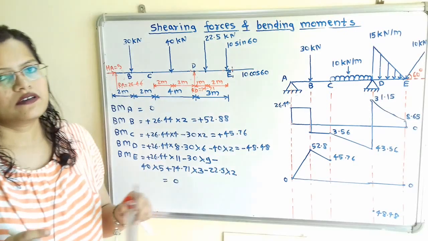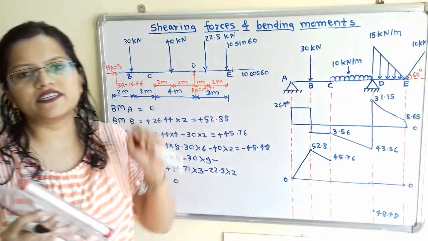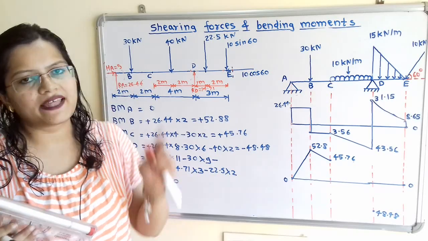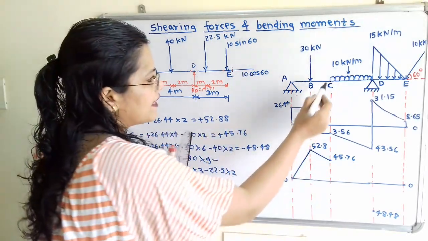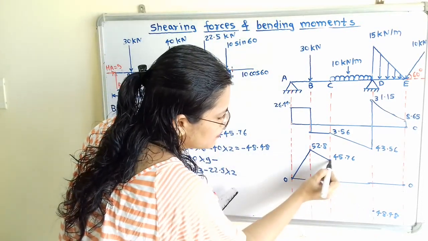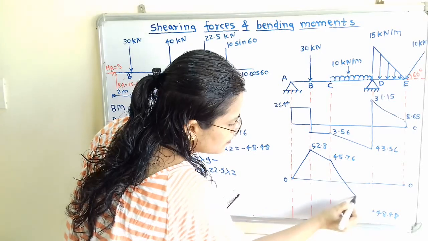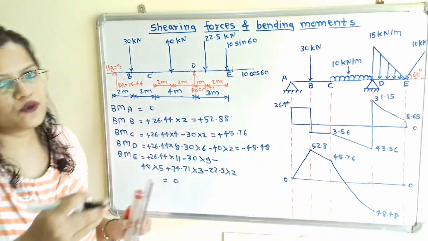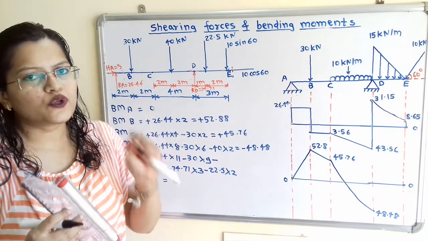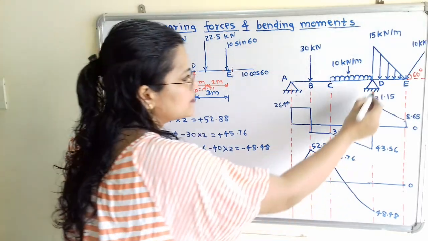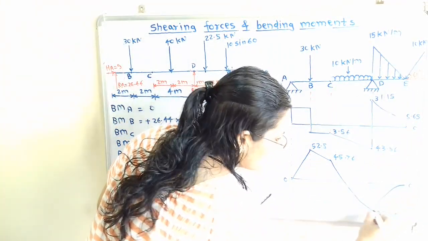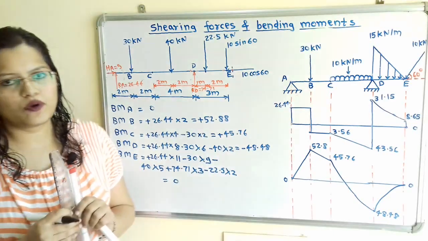Now for this span CD, it is a uniformly distributed load. So for the uniformly distributed load, we have to show the parabolic curve. So we have to connect this span, that is point C and point D, with a parabolic curve. And then D to E, so it is a uniformly varying load. So we have to show it with a cubic curve. So we have to connect this point D to point E with a cubic curve. So this is the bending moment diagram.